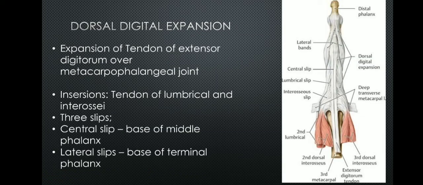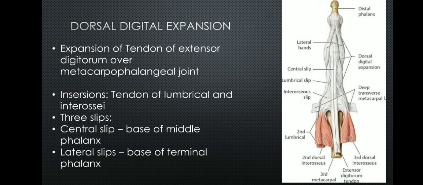Now moving on to something called the dorsal digital expansion. The dorsal digital expansion is a small triangular aponeurosis related to each tendon of the extensor digitorum, covering the dorsum of the proximal phalanx, and its base, which is proximal, covers the metacarpophalangeal joint, and the main tendon of the extensor digitorum occupies the central part of the expansion, and it is separated from the joint by a bursa.